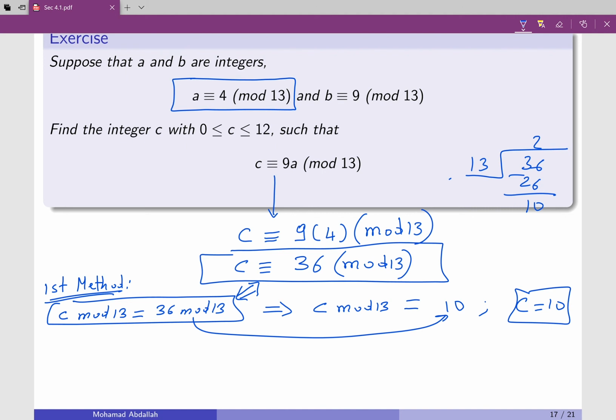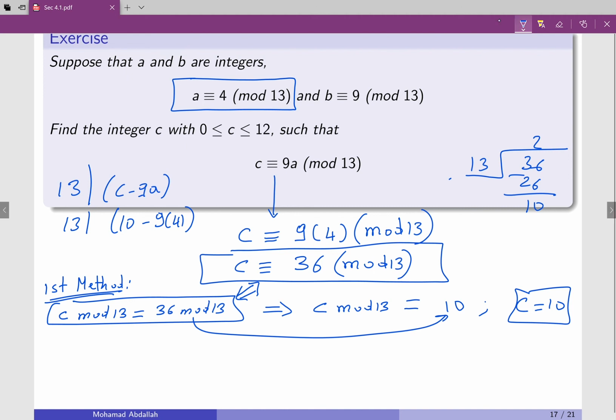And you can always verify by checking that 13 divides C minus 9A. So does 13 divide 10 minus 9 times 4? Well, 10 minus 9 times 4 is actually negative 26, and 13 divides negative 26 because negative 26 divided by 13 is negative 2. This is my first method.